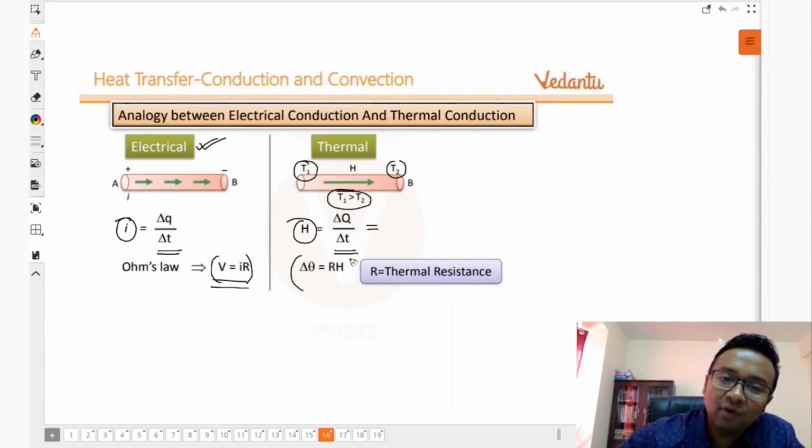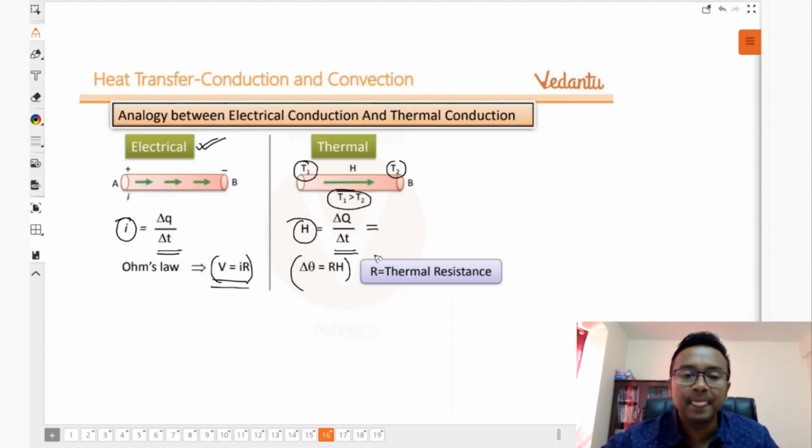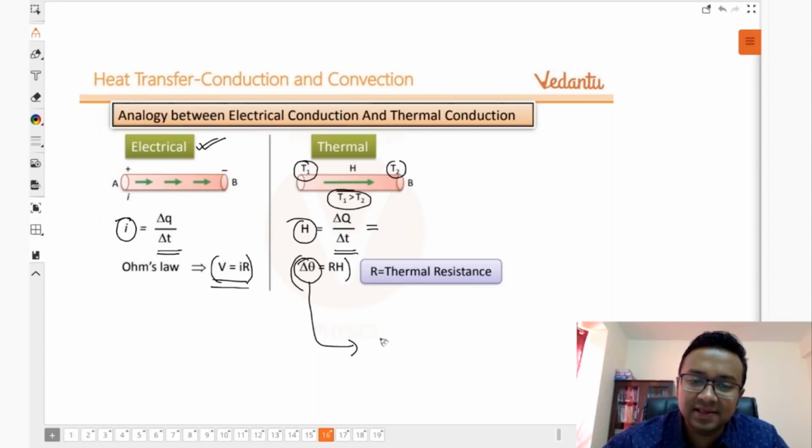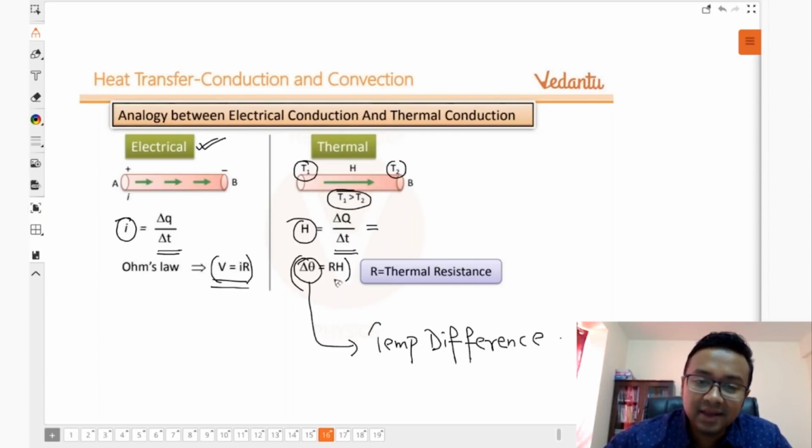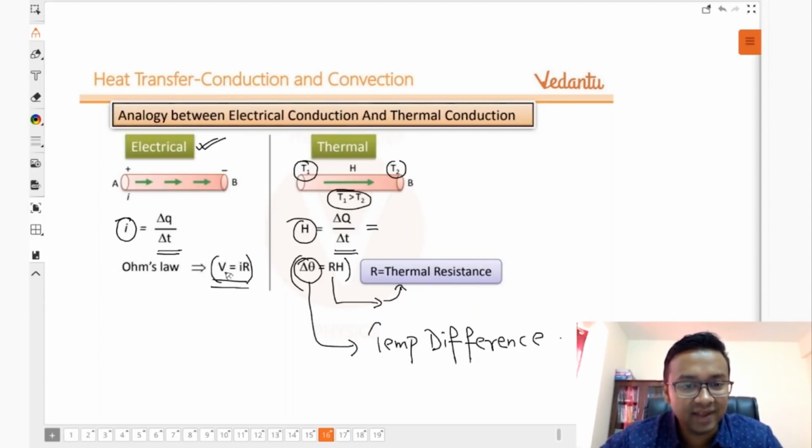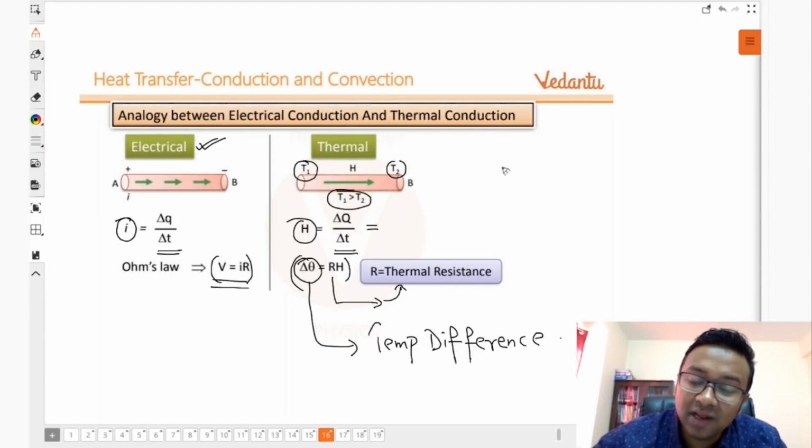This is valid for thermal conduction as well. Delta theta, which is nothing but the temperature difference, is equal to R, your thermal resistance, times H, your heat current. Very similar to V equals IR. Now using all that, my dear students, what are we going to have?